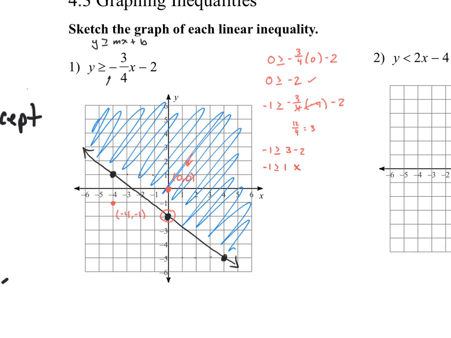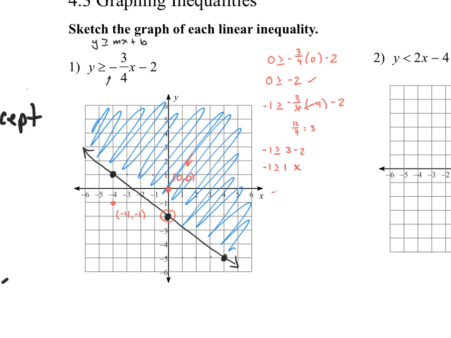All right, now that was just for shading. This last point, my y-intercept, I want to check it just to make sure if my line should be solid or dotted. Okay, so if my line is solid, then this point is going to work. It's going to make the statement true. If my line should be dotted, then -2 as the y-intercept will not make the statement true. So here we go. I'm going to plug this point in.